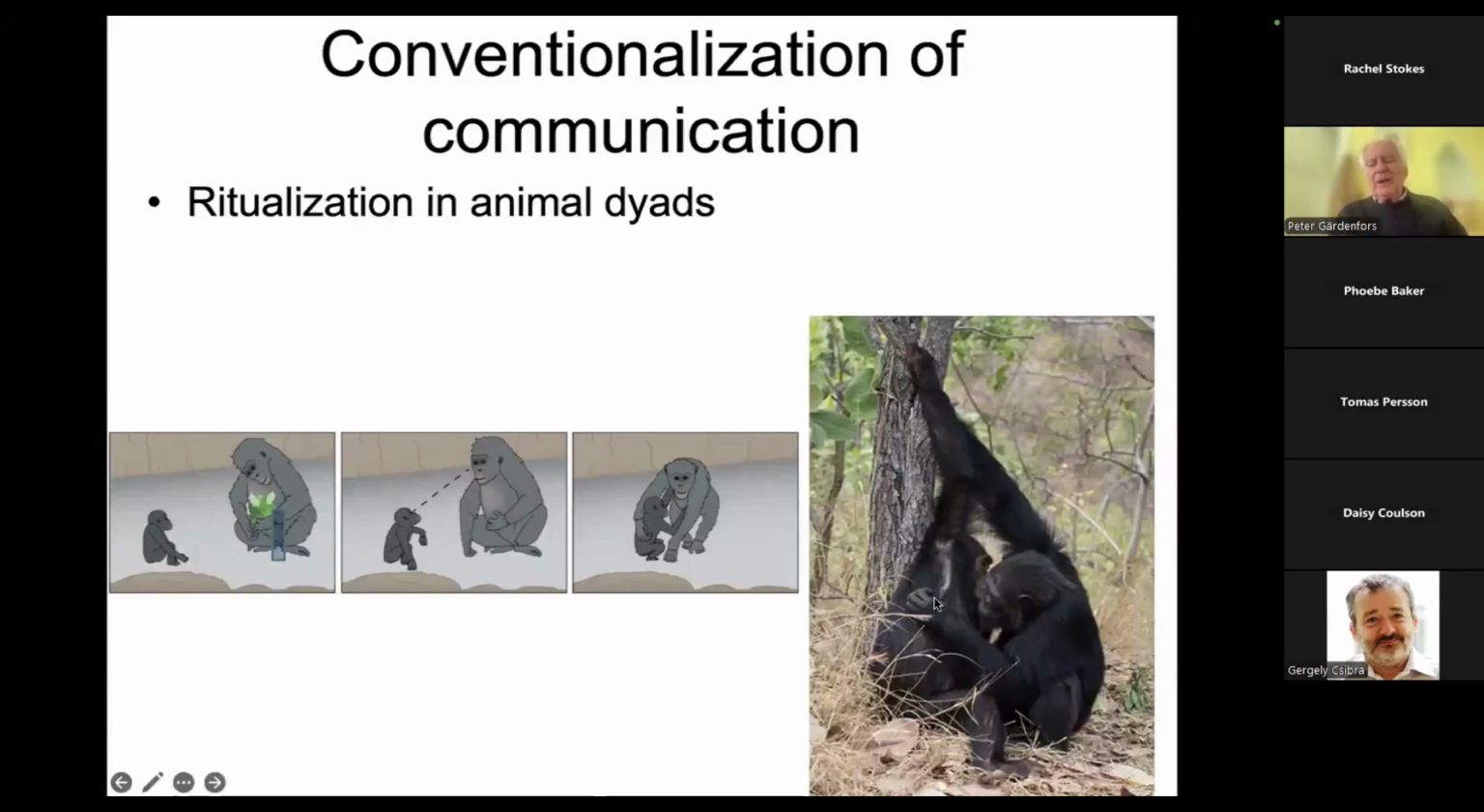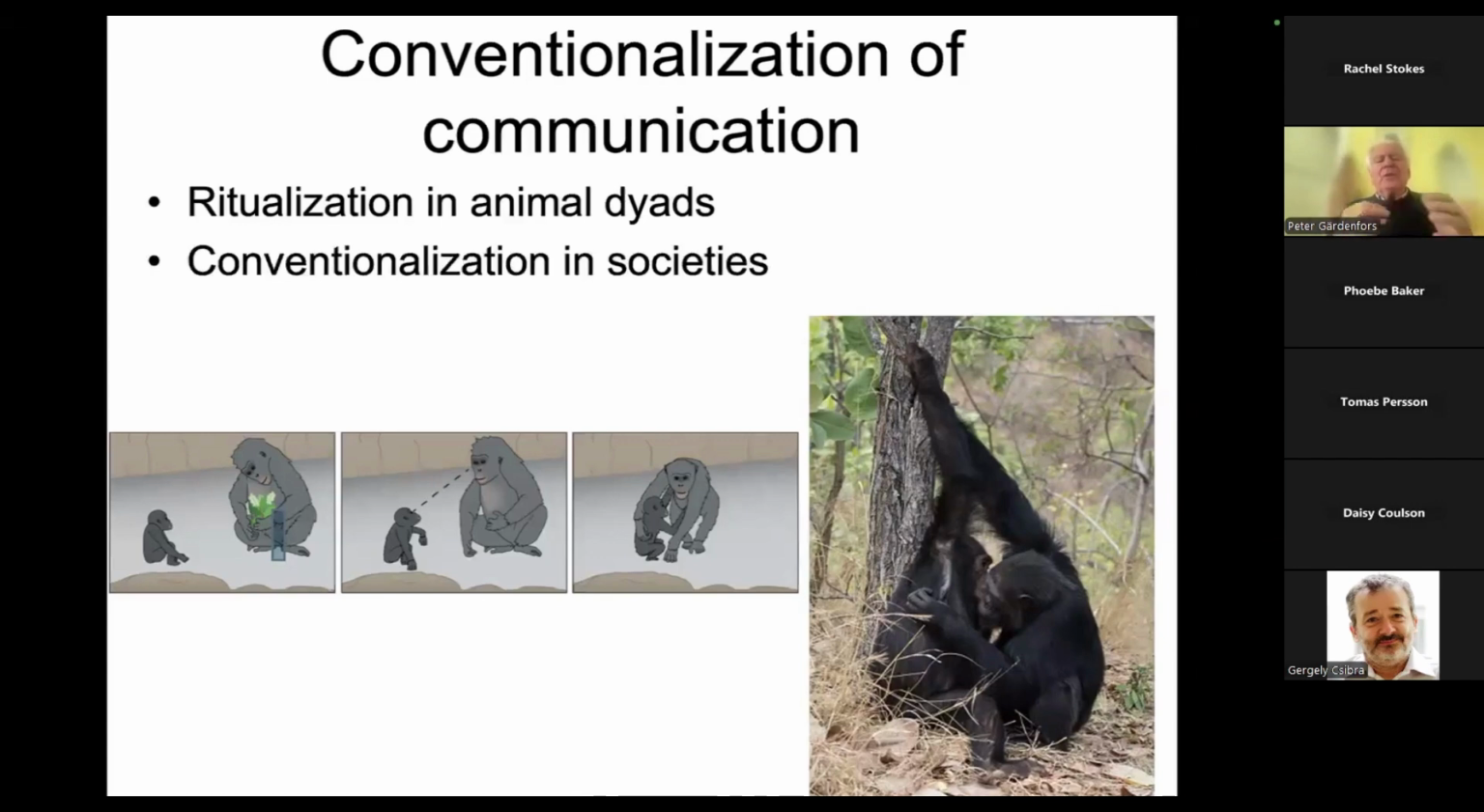Here is another case. This is called an A-frame. Two chimps are grooming each other's armpits, and they put their hands up to make it easier to find the right spots and so on. But that's also a ritualization that we find. I want to distinguish this from conventionalized communication, and that is normally in society. I start to use a sign, and then it spreads through the society.